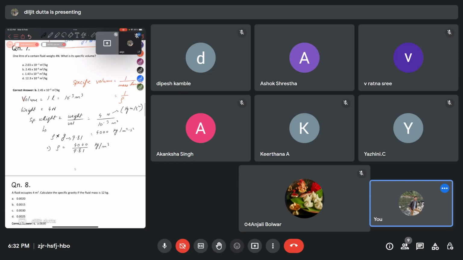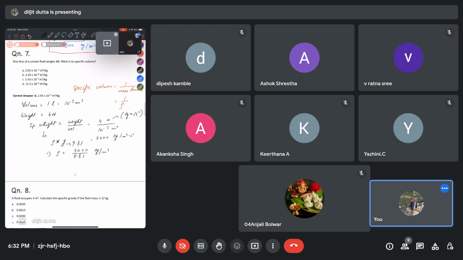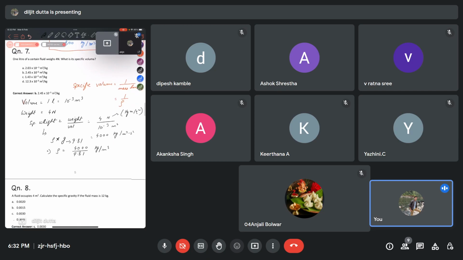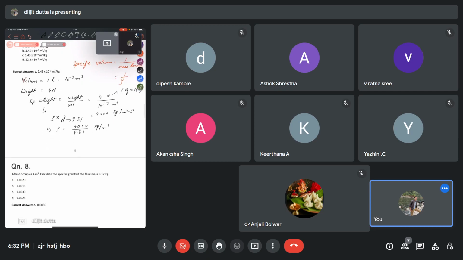So we have rho. So what do we need? We just need to find the inverse. So specific volume is the inverse of rho. So specific volume equals 1 by rho, which is equal to 9.81 divided by 4000.